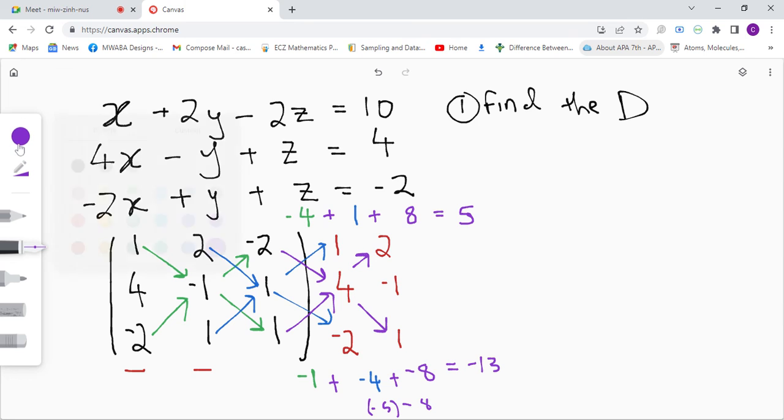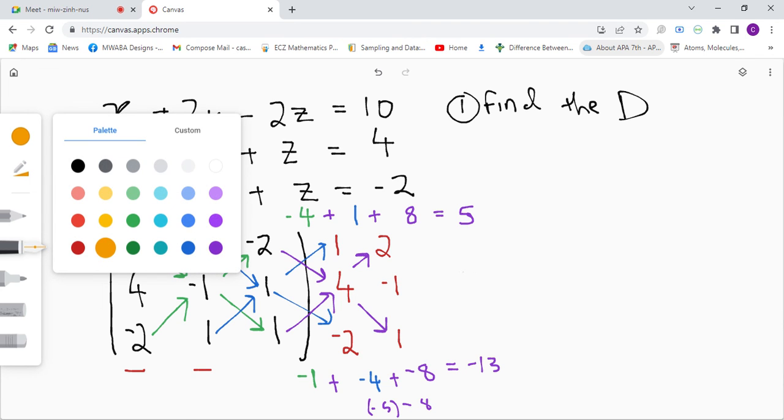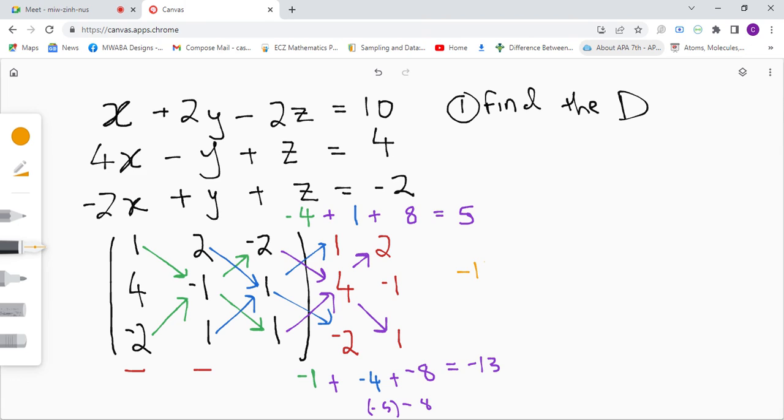So now we're going to subtract these totals. We'll say negative 13 minus 5. So D equals negative 13 minus 5, and we get negative 18. So this determinant will be the denominator when we find the other determinants.